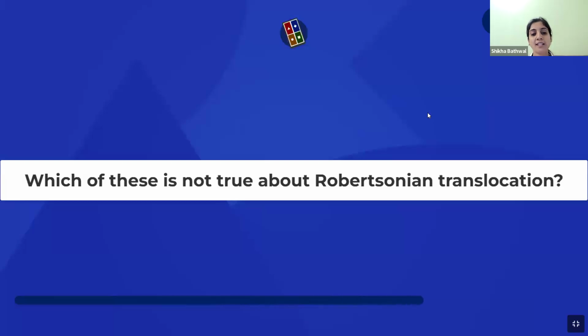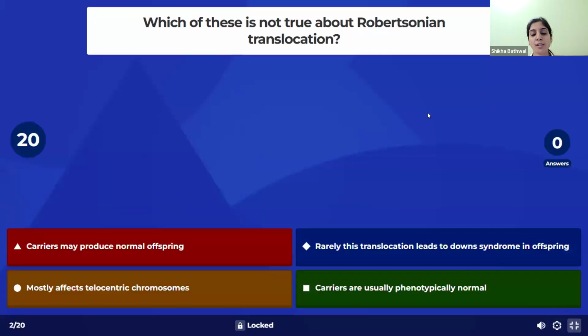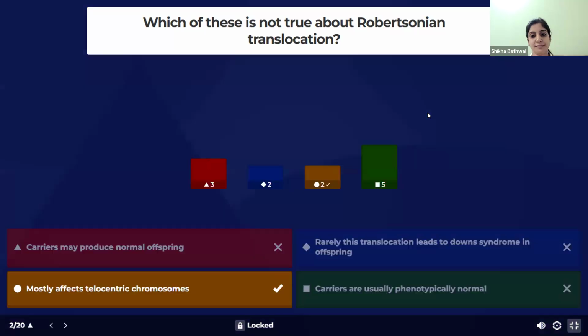Which of these is not true about Robertsonian translocation? Carriers may produce normal offspring. Rarely, this translocation leads to Down syndrome. Mostly affects telocentric chromosomes, and carriers are usually phenotypically normal. Okay, so only 2 people have got it correct. It affects the acrocentric chromosomes.